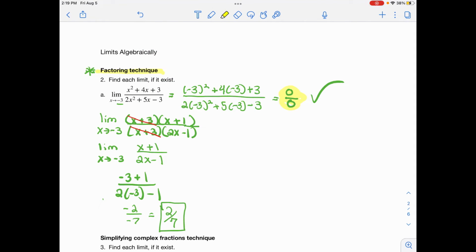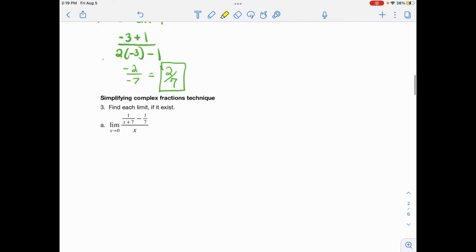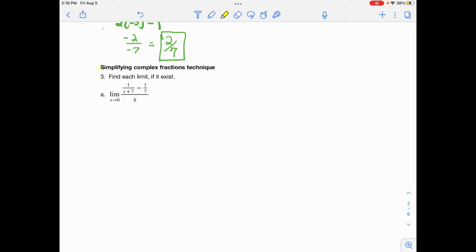All right, our next method for evaluating limits that give you the indeterminate form is called simplifying complex fractions. The hint that you're going to use this technique is if you end up with a compound fraction. All a compound fraction is, is a fraction, in this case 2 fractions, inside of a fraction. So I have a fraction inside of this big fraction problem here. That's what tells me that I need to do the compound fraction technique.